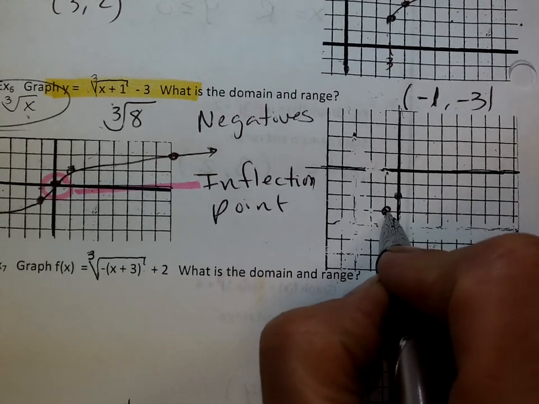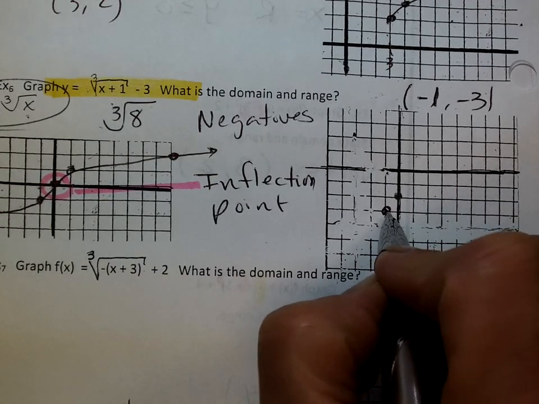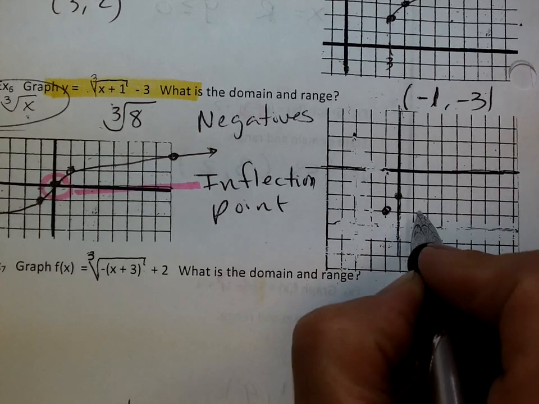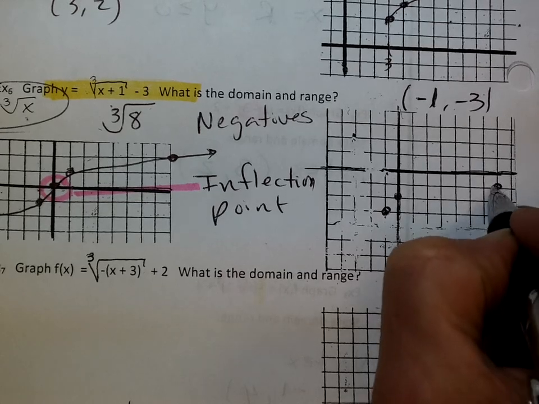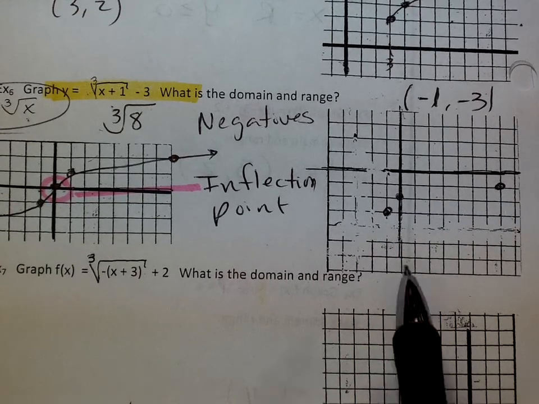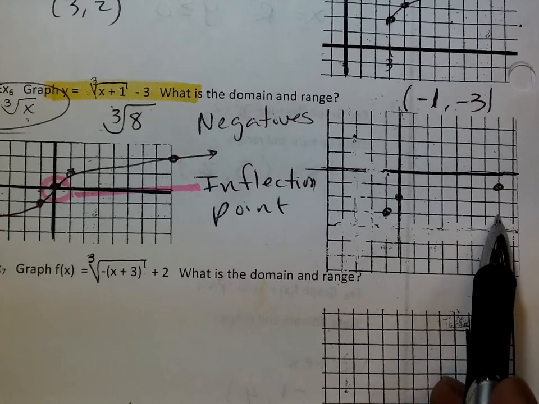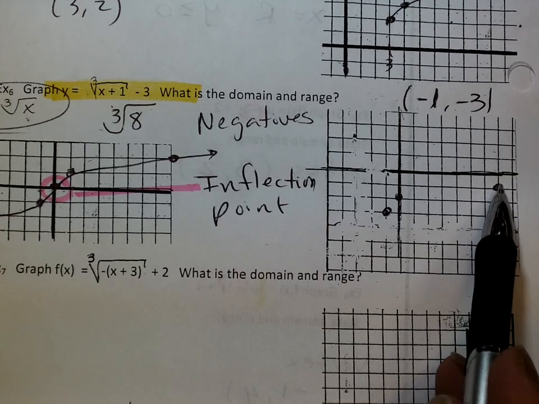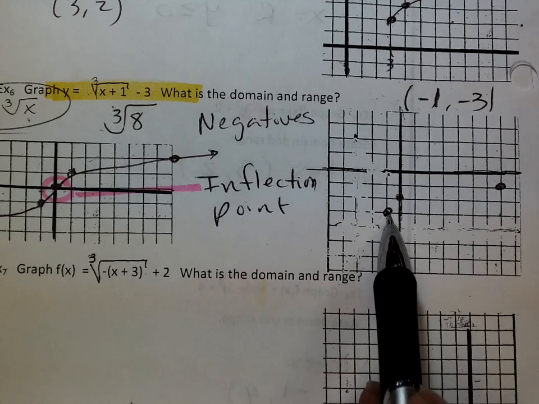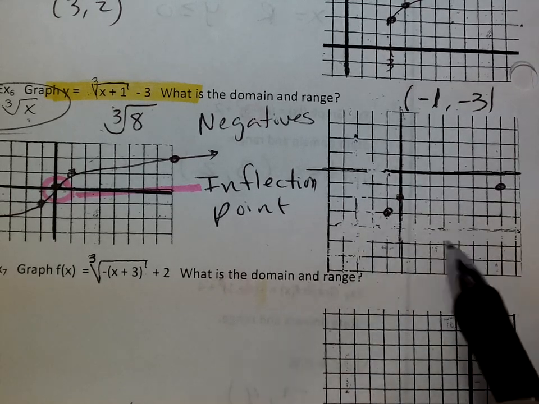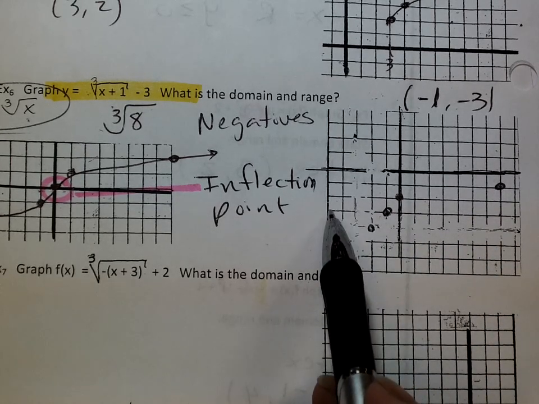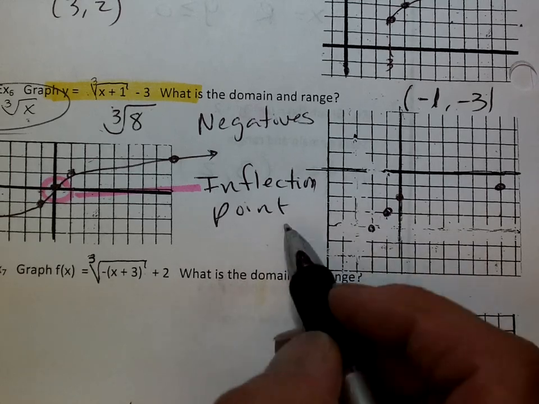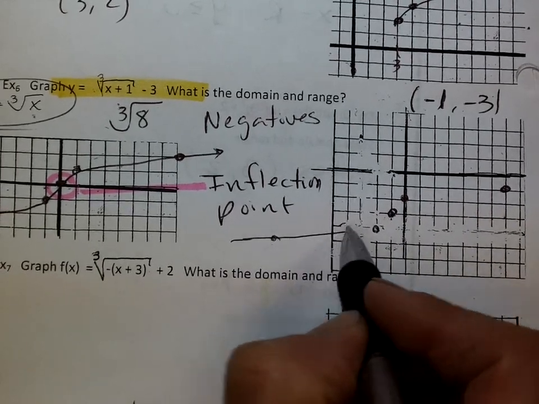I'll go back to my inflection point, and the next number I need is 8, because I know the cube root of 8. So I'll go from my inflection point 1, 2, 3, 4, 5, 6, 7, 8, and I'll go up 2. Then for my inflection point, let's do the negatives. If I go back 1, I'd go down 1 to negative 1. And then I'd go 1, 2, 3, 4, 5, 6, 7, 8, and down to negative 2. Okay, so here's my graph.